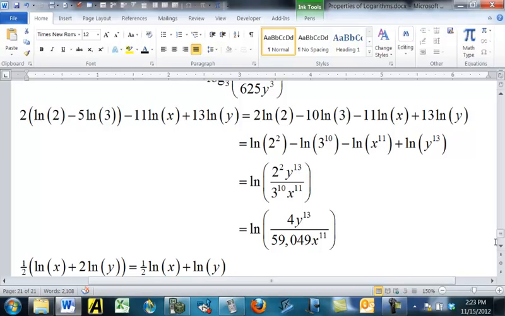Now we have coefficient 1 or negative 1, all the same base logarithm. We can make one logarithm with the same base, so it's ln, log base e. The positive ones are 2 to the 2nd and y to the 13th, that goes to the top, multiplied. And the negative ones are 3 to the 10th and x to the 11th, that goes to the bottom, multiplied in the denominator. And then we just simplify: 2 to the 2nd is 4, and 3 to the 10th is 59,049. Yeah, I used a calculator on that one.